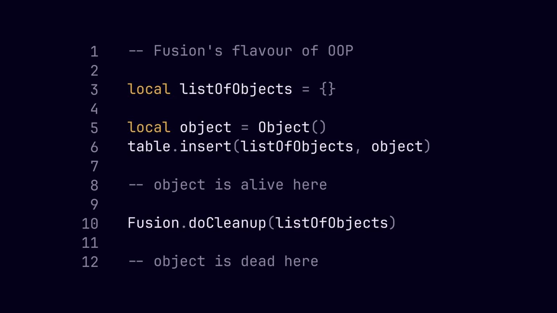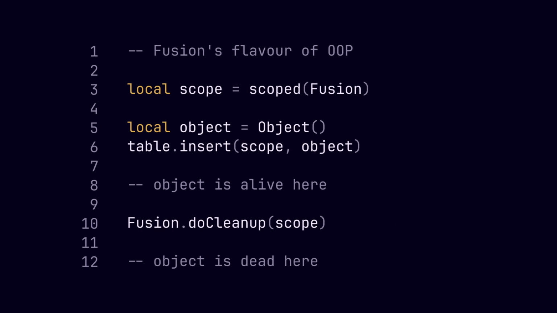Now, let's talk about how Fusion implements object-oriented programming. As before, to create an object, you call a constructor function. However, to destroy an object, you don't call a destroy method. Instead, you append the object to a list of objects you've made so far. When you're done with this list of objects, you can use the doCleanup function, which will destroy everything in the list. These lists are called scopes, and let you destroy groups of objects all at once.